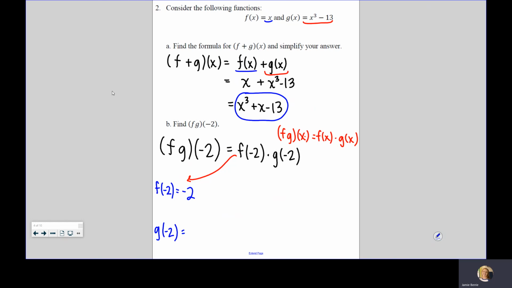All right, g of negative 2, that one's a little bit harder. Everywhere there's an x, we're going to plug in negative 2. So it's going to be negative 2 cubed minus 13. Remember, anytime you're raising a negative number to an exponent, you're going to put it in parentheses. So it's going to be negative 21, I think. Negative 8? Yeah, negative 8 minus 13.